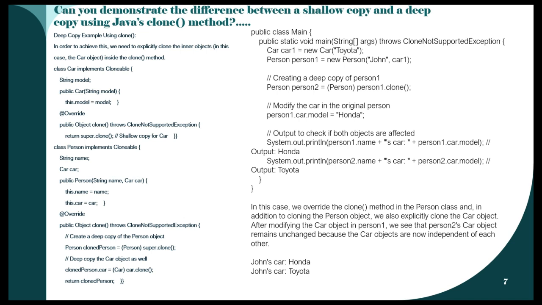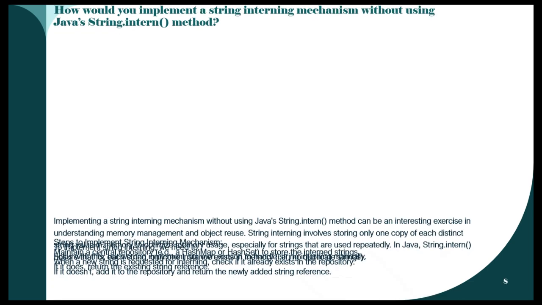But if you see the object of that particular person 2, it has remained unchanged. Okay, that's the difference, it's an independent object, right? That's how they are changed. That's what the deep copy is about.